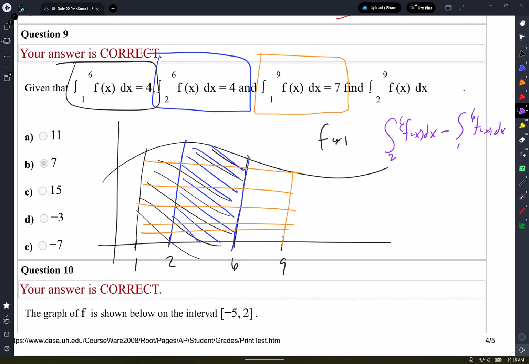Do you guys see that? So this is going to give us the area from 1 to 2 of f of x dx. And then she went, I already got the area from 1 to 2. So she went, well, I got the area from 1 to 9, which is the burnt orange. And you just subtract. So you're just going to go area from 1 to 9 of f of x dx, and subtract the area from 1 to 2 of f of x dx. And you get area from 2 to 9 of f of x dx.